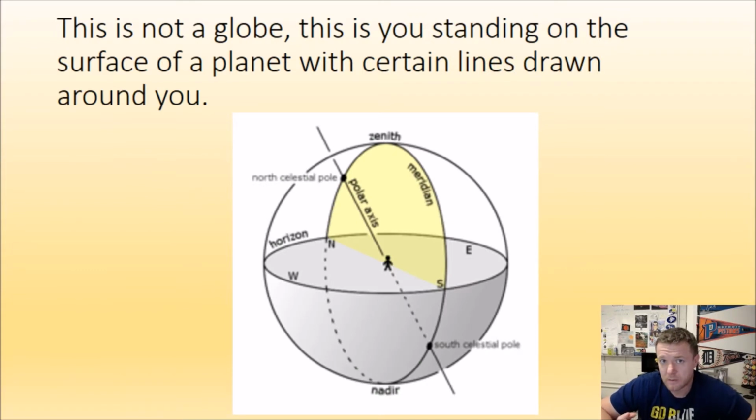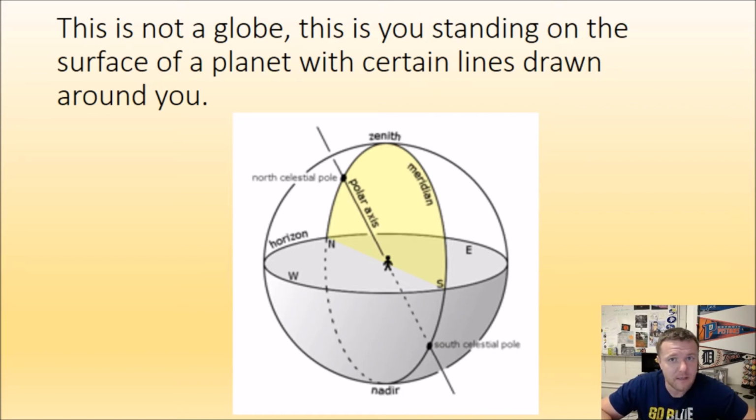This is not a globe, okay? I don't want you to mistake this for being a globe. This is just a person floating in space, actually a person sitting on the surface of a planet with a bunch of lines drawn around them. Some of those lines correspond to things that you should hopefully recognize. So we have the meridian right here, which is a point going from directly above your head to directly below your feet.